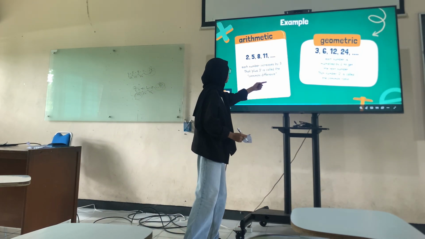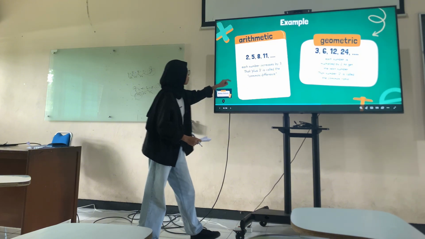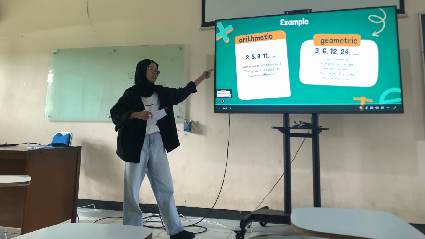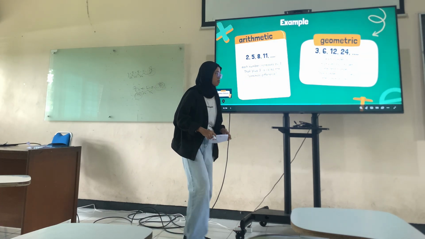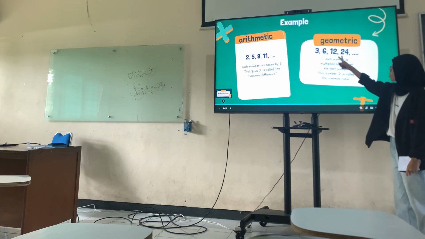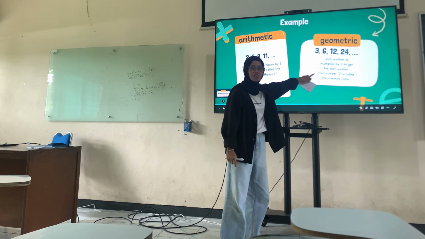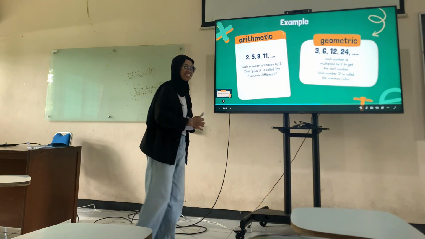It is called common difference because each number here is found by adding. When you find that each term in the pattern is found by subtracting, it is called common difference too, alright? For the geometric sequence here, there are 3, 6, 12, and 24. Does anyone here know what's the next number after 24? Yes, go ahead. It's 48.